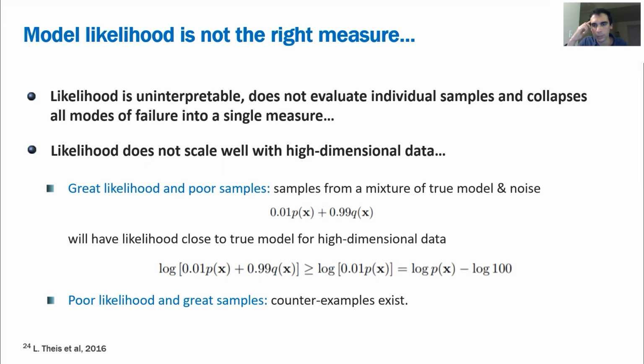And there are plenty of examples available in the literature where we can have a generative distribution that's most of the time sampling from a noise distribution, but because the data is very high dimensional, the likelihood function is really not very sensitive to the quality of the real data itself.